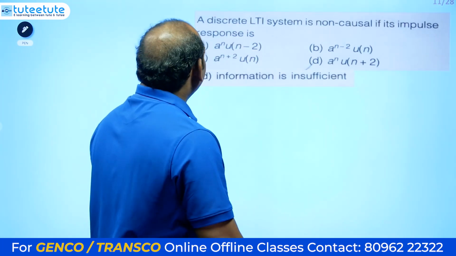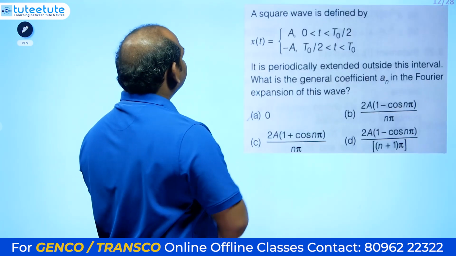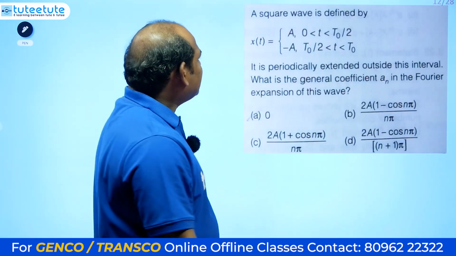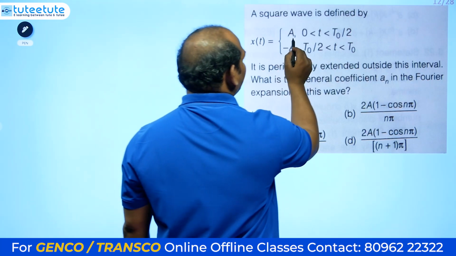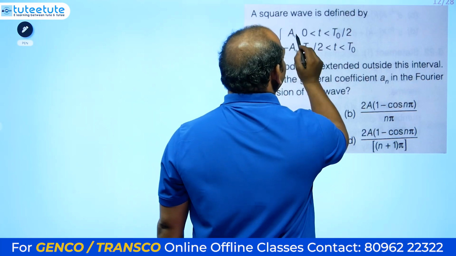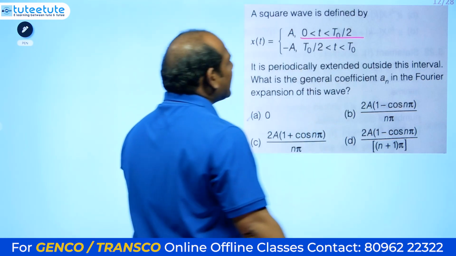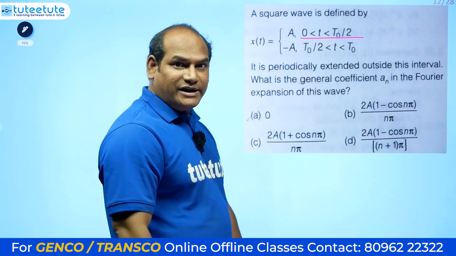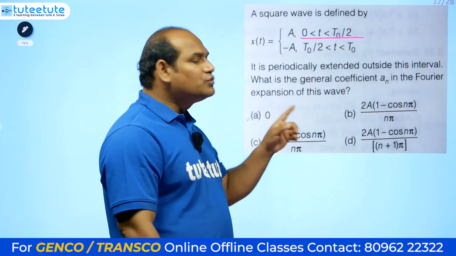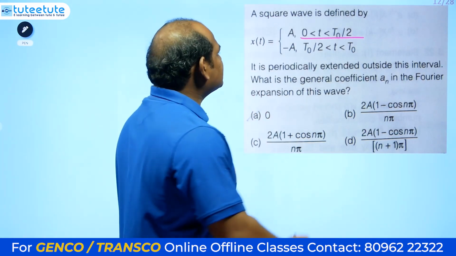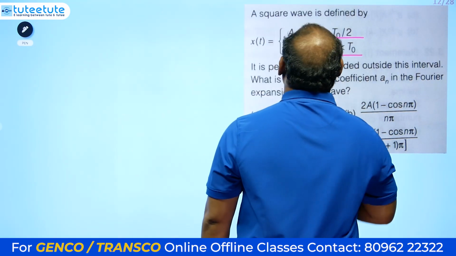Okay, now again the same problem is there. So now the next question is, a square wave is defined by x of t is equal to A and minus A, where A is available when time is from 0 to T naught by 2, and minus A we can take when time is in between T naught by 2 to T naught. Okay, so this is the criteria we have to take into consideration.